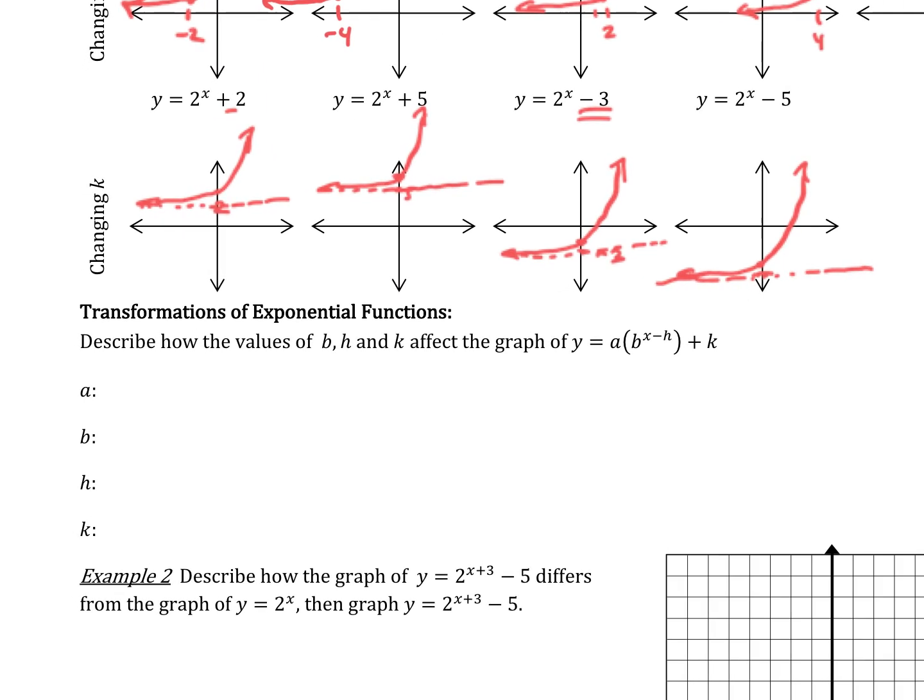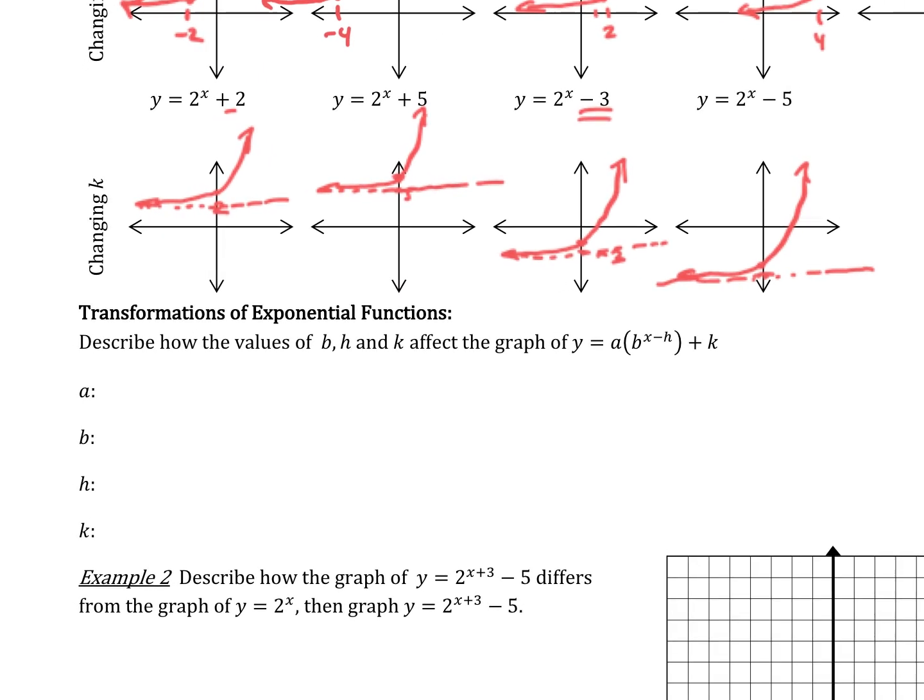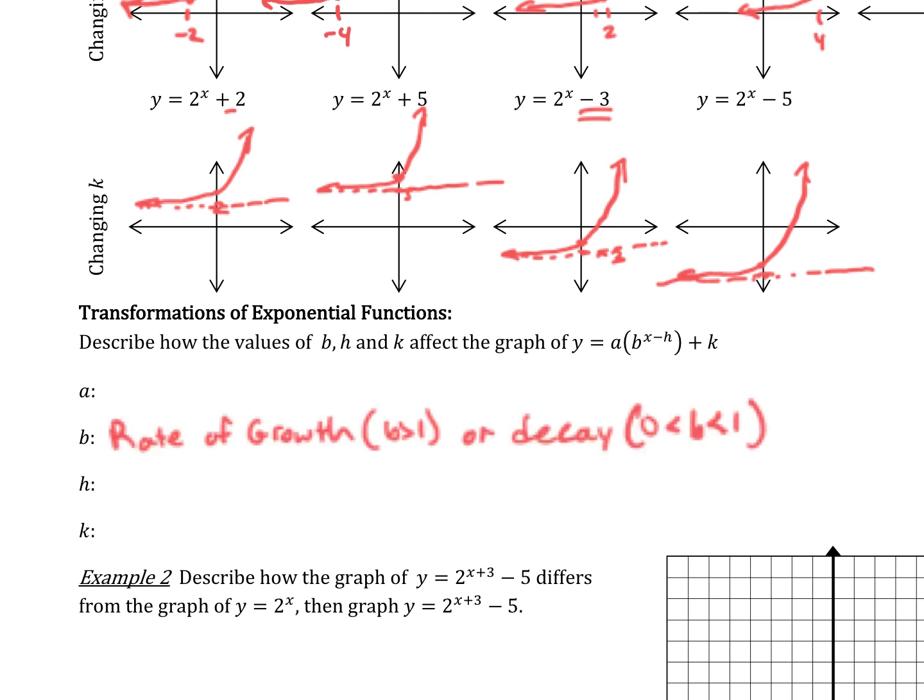But what did we just notice? So the b value changes the rate of growth or decay. So it's growth if b is greater than 1, or decay if b is less than 1 but greater than 0. All right, so that's going up to the right or down to the right. Decay is going down to the right. Growth is going up to the right.